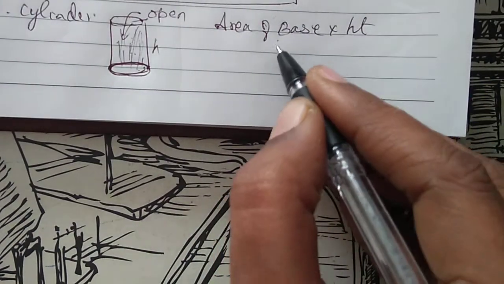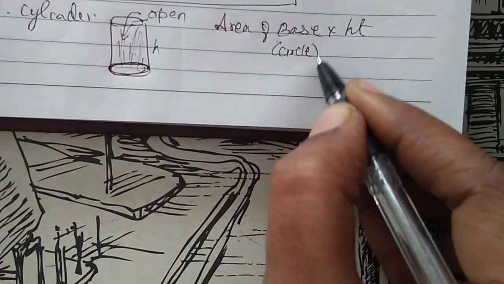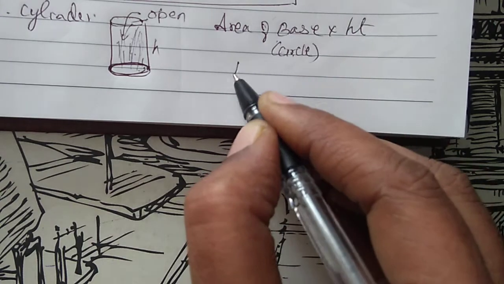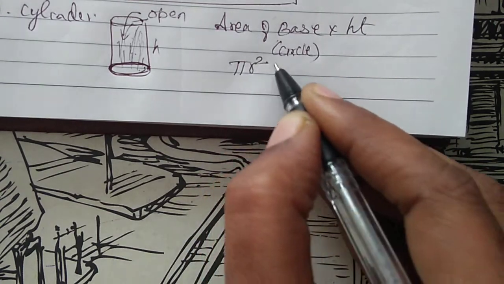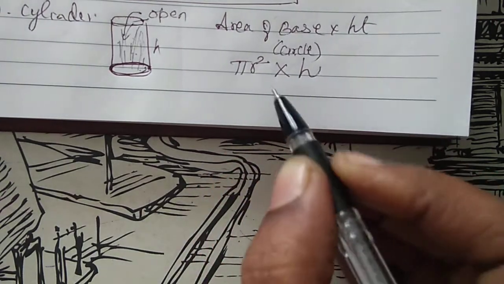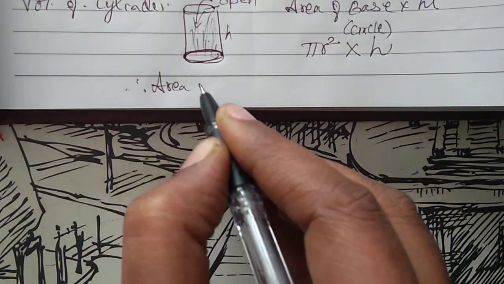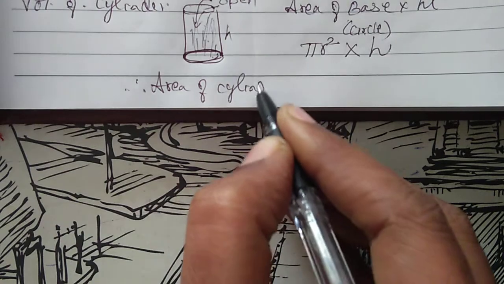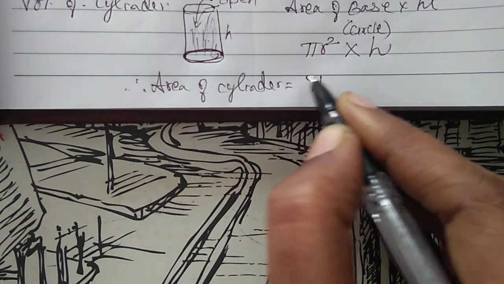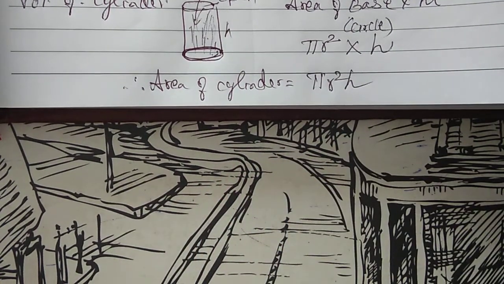Base is what shape? Circle shape. So what is the area of a circle for you? Pi r squared, multiplied by h. So the volume of the cylinder is pi r squared h.